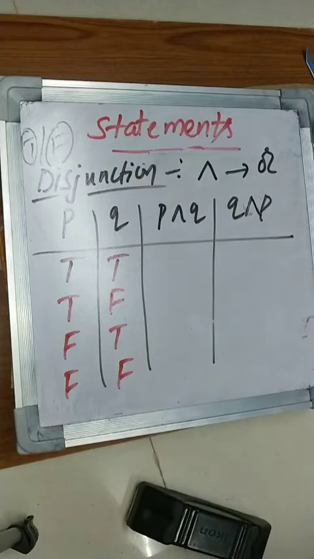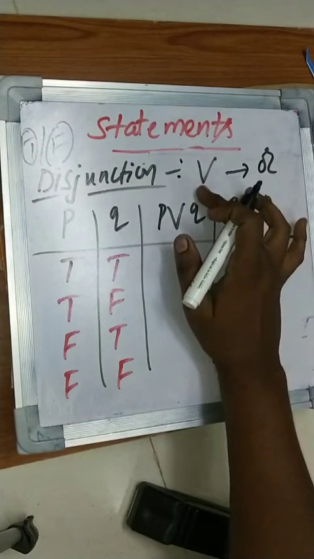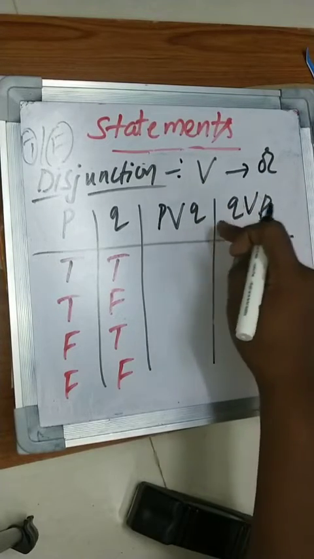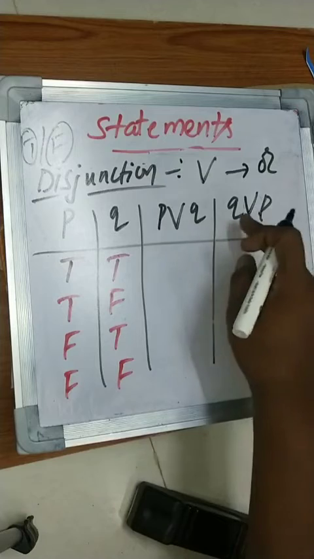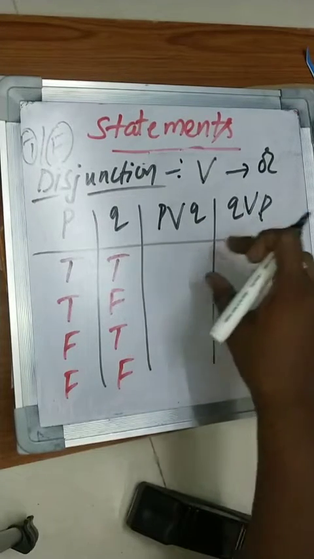Sorry, I have made a small mistake. The symbol will be like this. The reverse of cap, you can keep it in mind as a V symbol. So this is the or symbol. Now what will be the result of P or Q and Q or P?